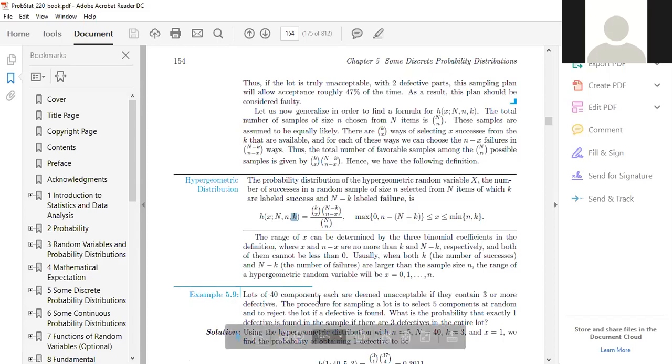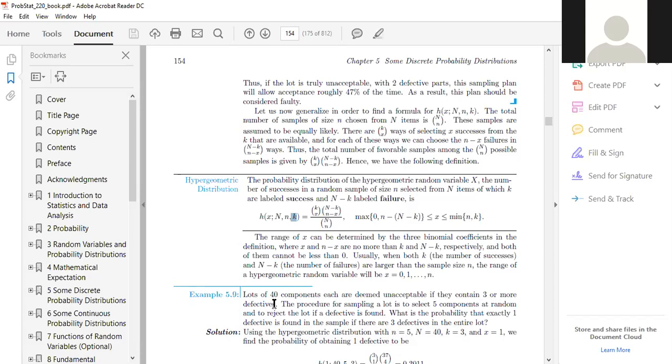Look at over here. It says that the procedure, 40 components are there, deemed unacceptable if they contain 3 or more defectives, right? 40 components are there and 3 or more defectives. Now, k is your success rate. Here, success rate doesn't always mean something positive. It is something like what you are looking for. In this particular example, you are looking for the component deemed unacceptable if 3 or more defectives. So success is if you are getting 3 or more defectives, meaning it is not acceptable. Not acceptable is your success. Don't say defectives.